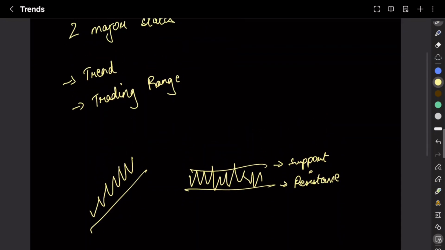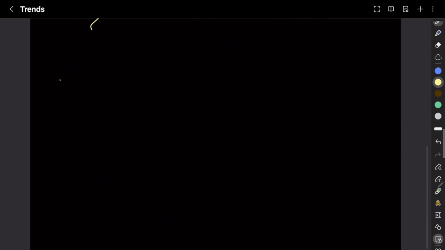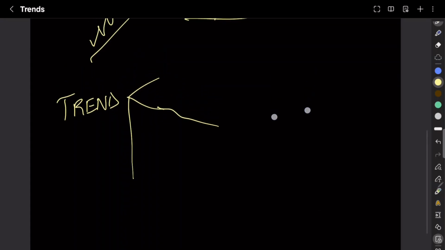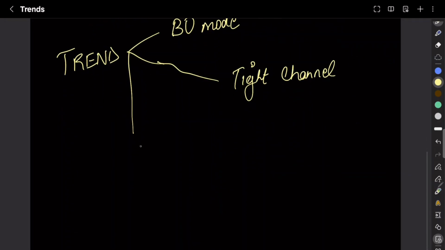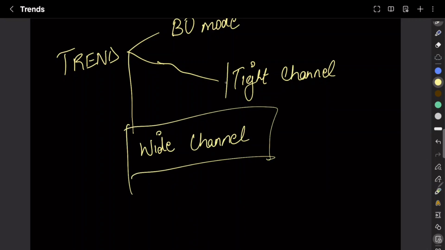that we're going to discuss trends, right? We're going to see how a trend has three major layers, paths, or modes, right? So the first is breakout mode, the next is a tight channel, and the next is a wide channel. These are the three states that the trend exists in.